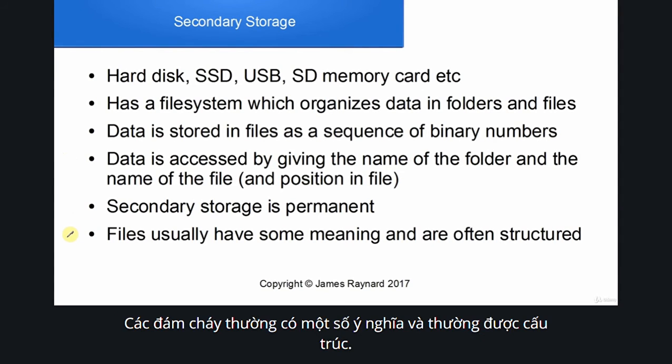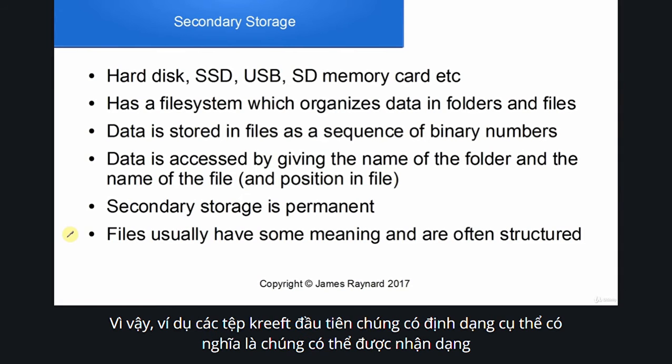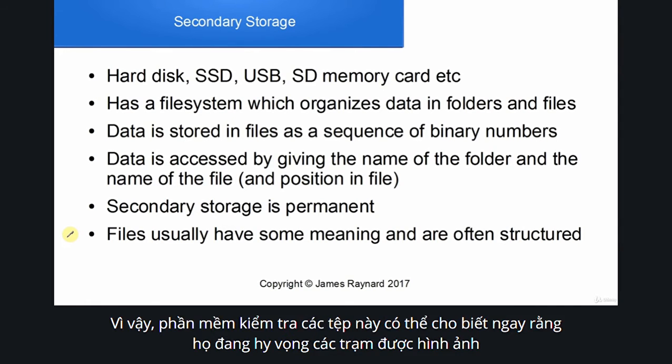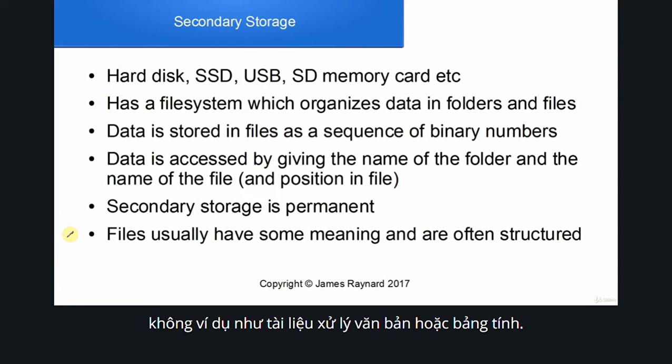Files usually have some meaning and are often structured. So for example, the photograph files have a particular format, which means they can be recognised as representing pictures. So software which examines these files can tell straight away that they are representations of a picture, not, for example, a word processing document or a spreadsheet.